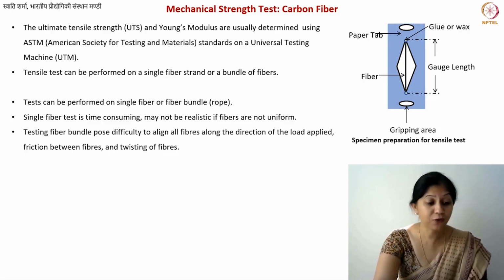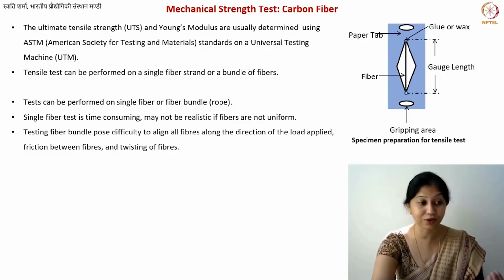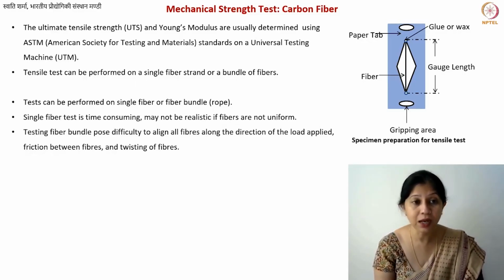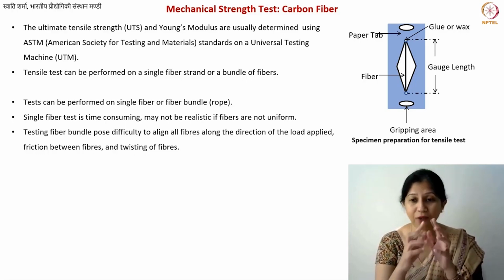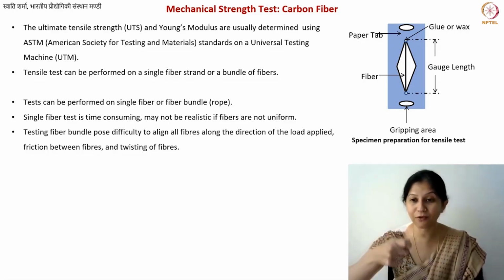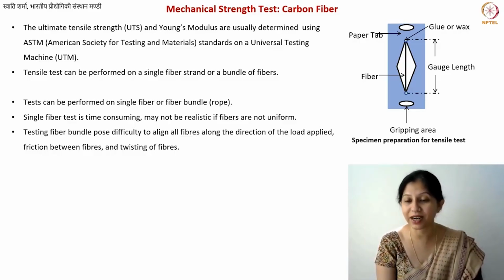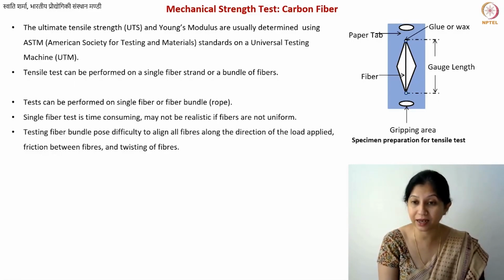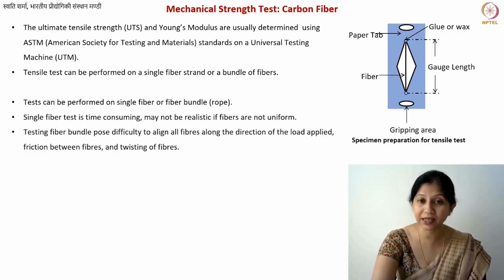Okay. Now, if you test the bundles of fibers, it is more realistic. This is how you're going to use them for your manufacturing applications. But there are also issues with that. For example, the fibers may get entangled. There may be twisting of fibers. So you may not have all fibers, you need to have them in tension, right? So you need to have them straight. But that might not be the case. Some fibers may get entangled, and hence you may not be able to get the right values from that.